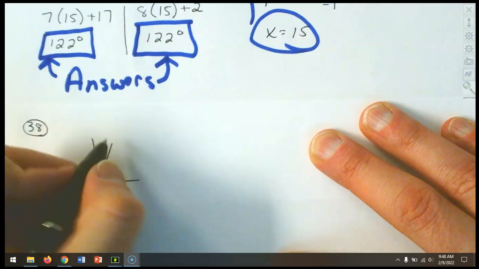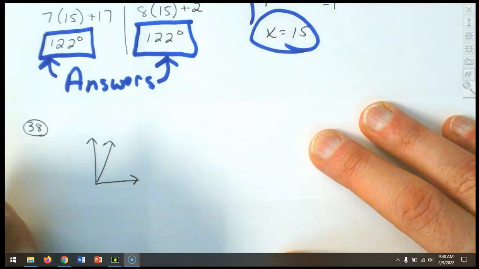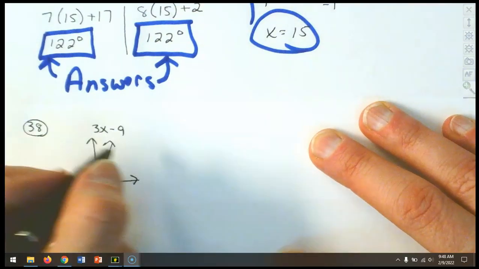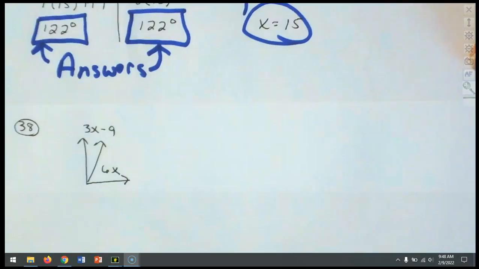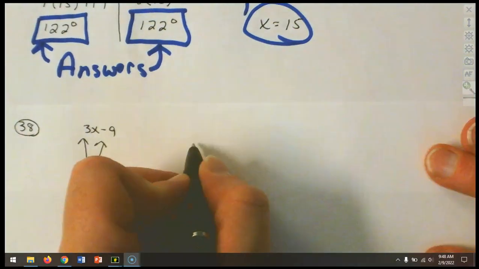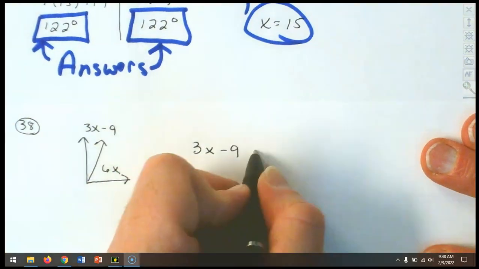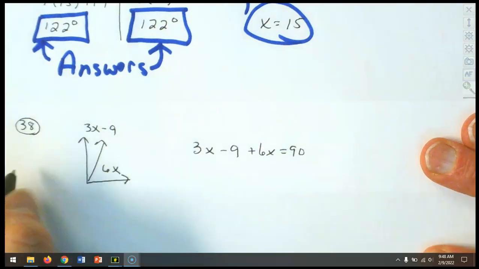So this is going to be question 38. And 3x minus 9, and 6x here. So what do we know? Well, they make a right angle. So what do they sum to? 90 degrees. Right, so now we have 3x minus 9 plus 6x equals 90, because this sums to 90 degrees.